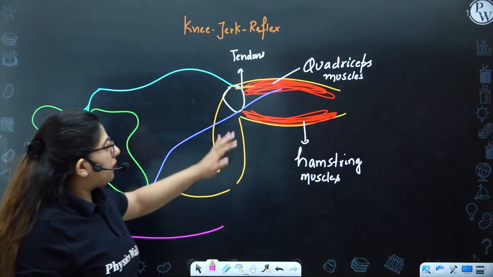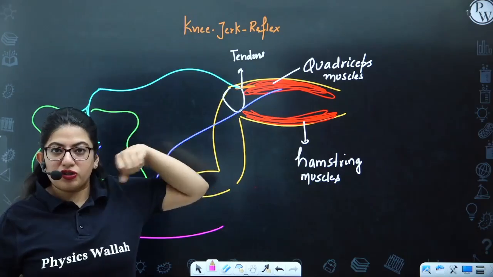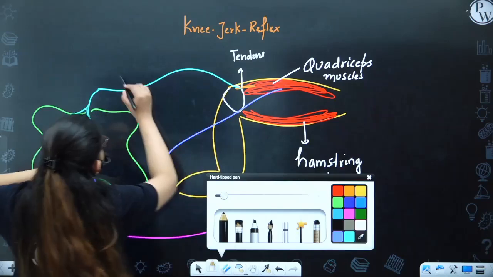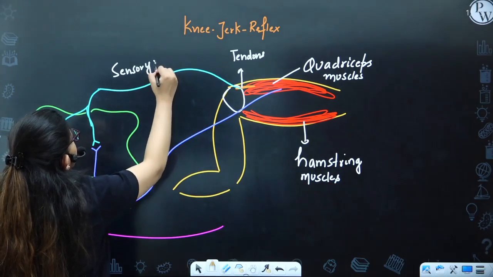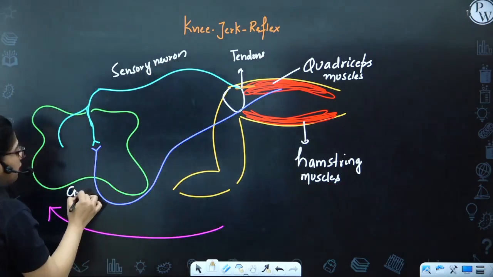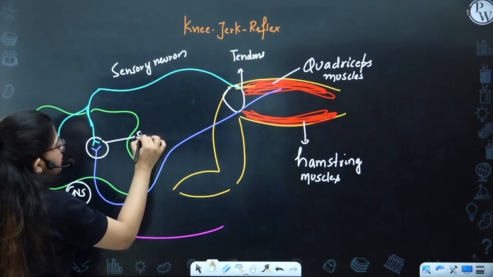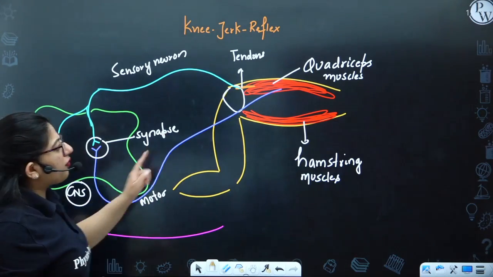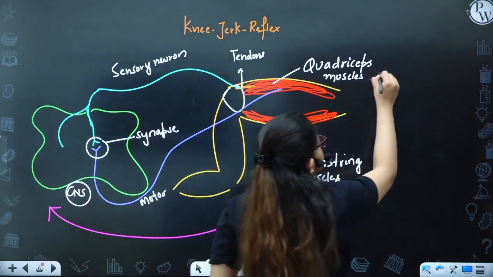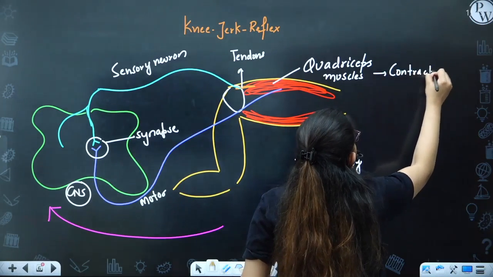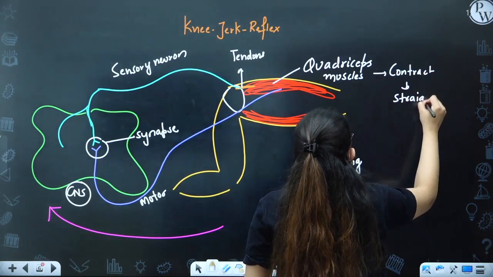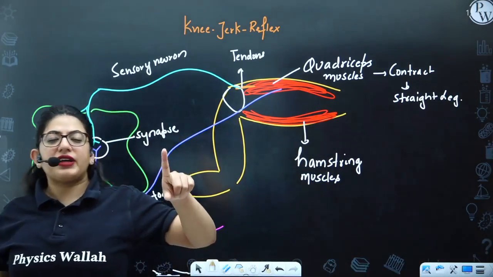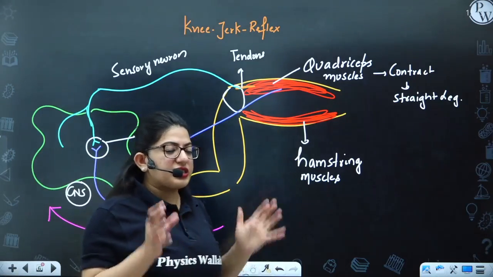Got it? What will happen if your tendon gets stretched because you get hit or accidentally it gets stretched? This neuron is the sensory neuron, or sensory nerve. It will send information to the central nervous system here, wherein a synapse is formed between sensory and motor. Now the motor neuron will give information to the quadriceps muscle, and this muscle will contract and the leg will be straight. This is the reflex action, which is the knee jerk reflex. One reflex arc involves one reflex action. So this is your knee jerk reflex.